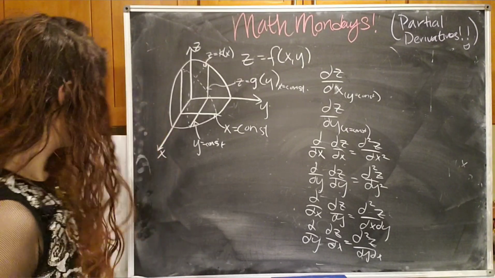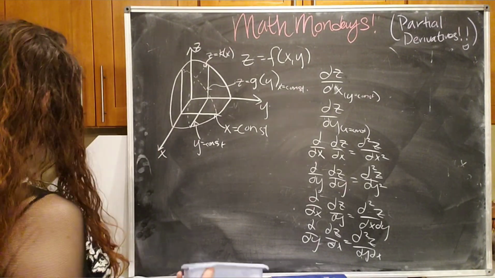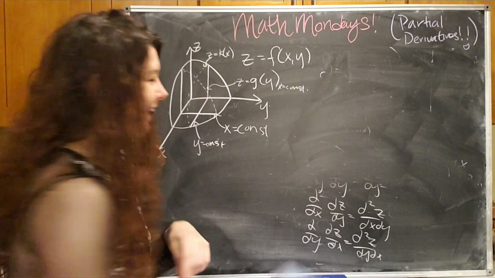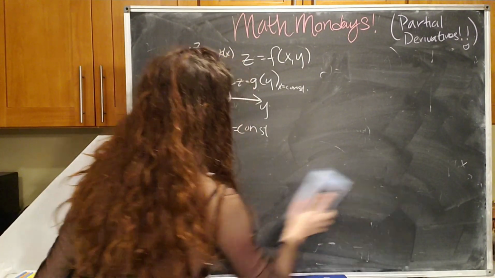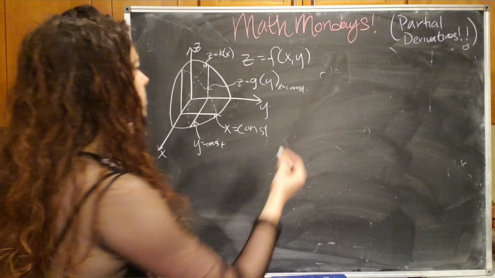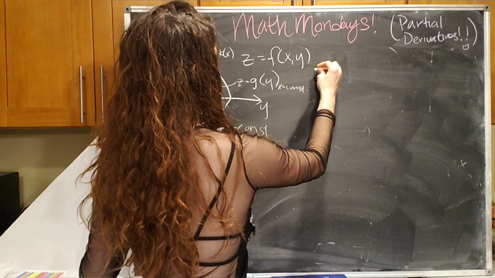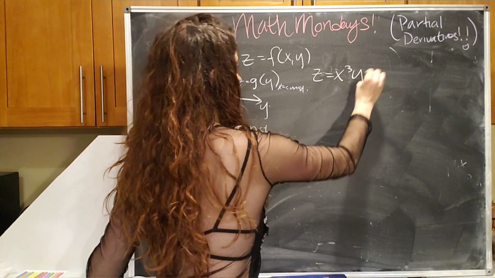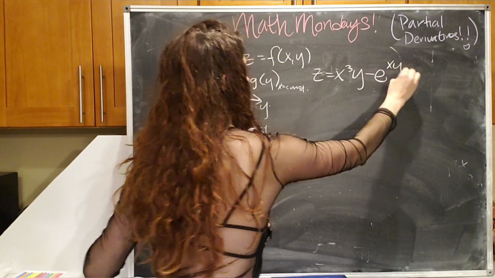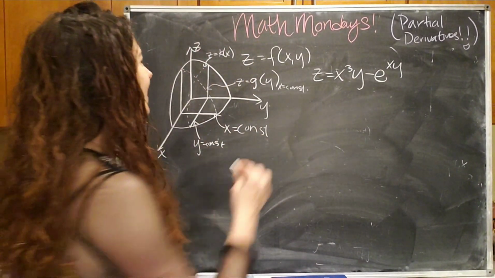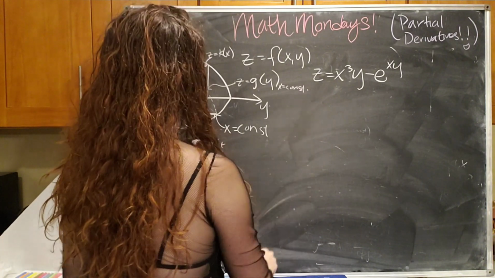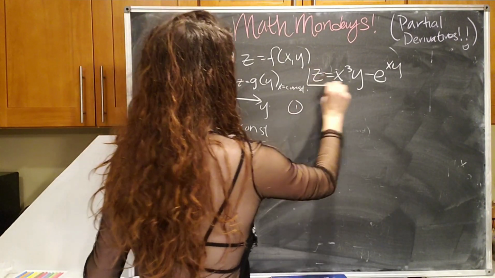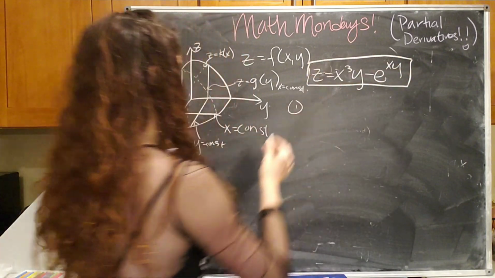So, okay, let's actually do an example, because the best way to learn is to do. Same goes for mathematics. Okay, so let's say that we have some equation z equals x cubed y minus e to the xy. Okay, so first, this is our equation.